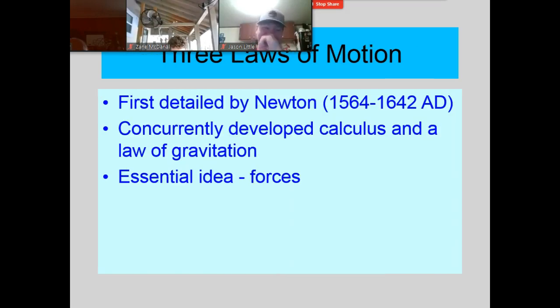Now we're moving to section 2.6, the 3 laws of motion. Now the 3 laws were first detailed by Newton.